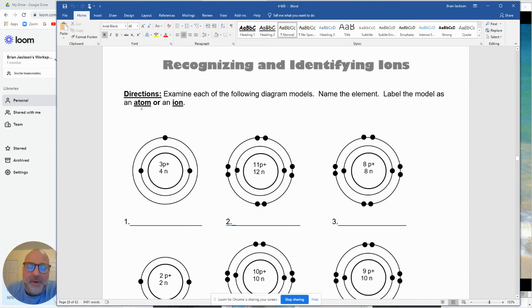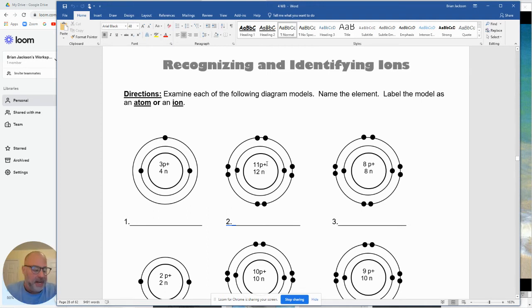Label it as either an atom or an ion. Is it an atom or ion? That part should be fairly easy for you. If it's an atom, the number of protons and the number of electrons are going to be exactly the same. But this one right here, 3 protons and three electrons, 1, 2, 3. Those are the only things you have to worry about. That means this guy right here is going to be an atom. Everything's totally fine. But then what you always want to do is just count.